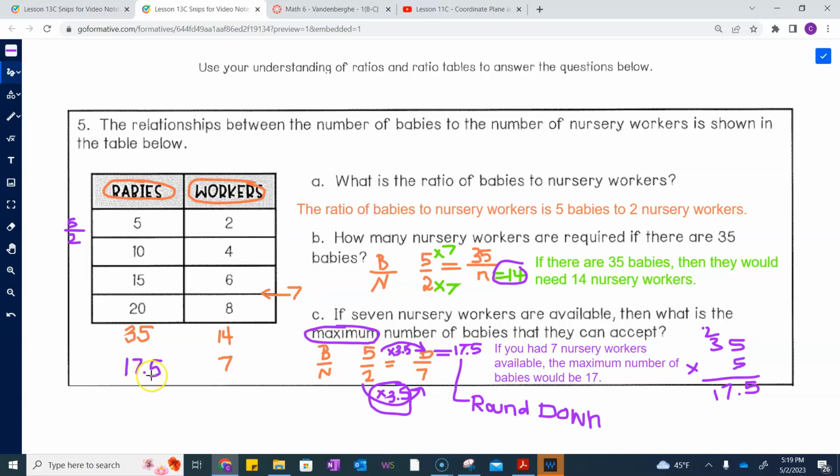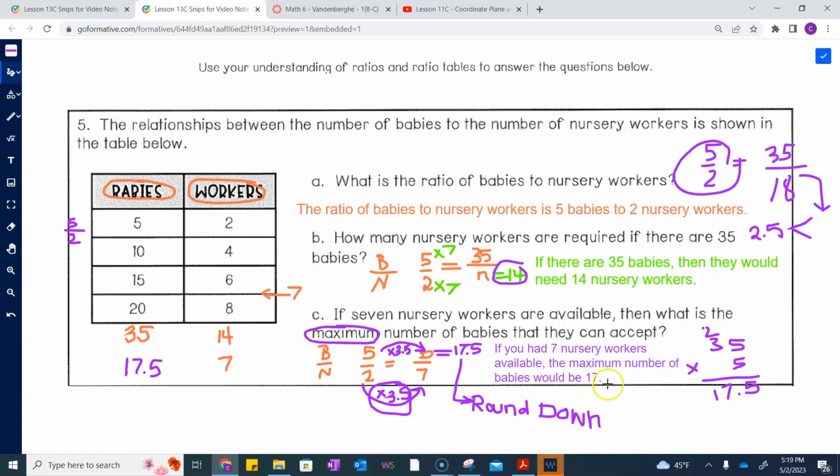So 17.5, we are going to round that number, but we're not going to round up to the nearest, because that would put me at 18 babies. And then my ratio 5 to 2 would be set equal to 35 to 18. And if I convert these to a decimal, this would be 2.5, and this number would be greater than 2.5, which 2.5 would be smaller than this. And I can't have that.